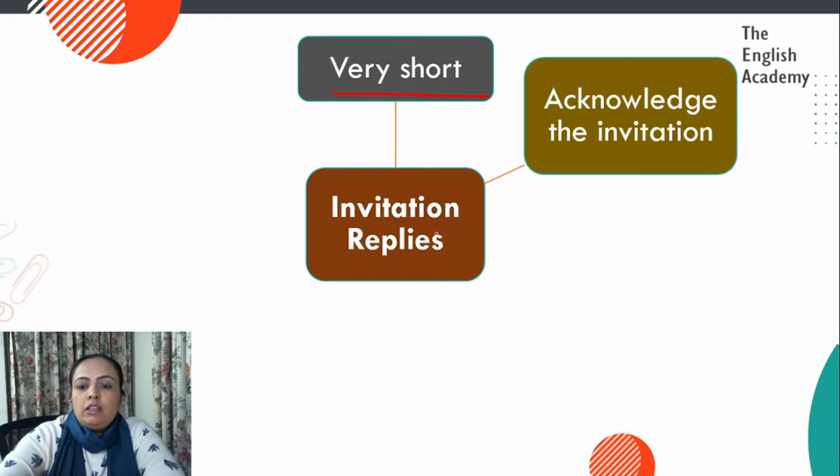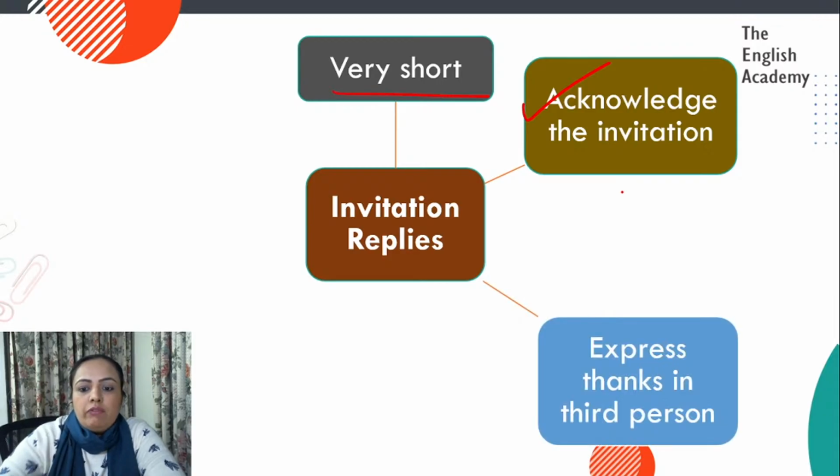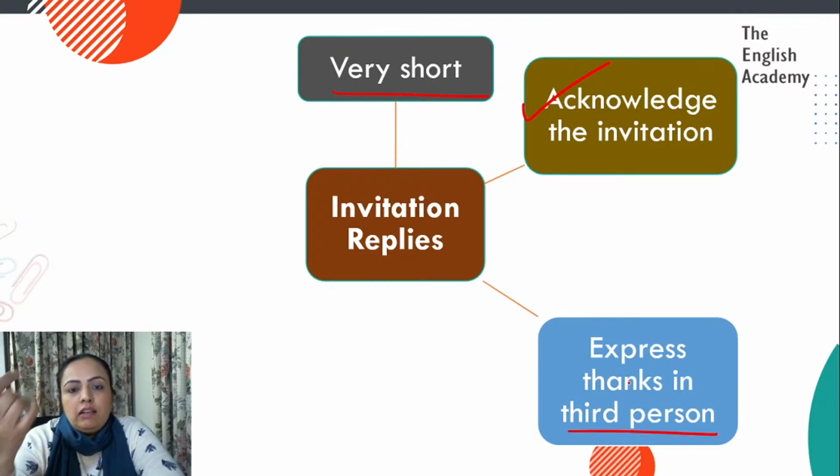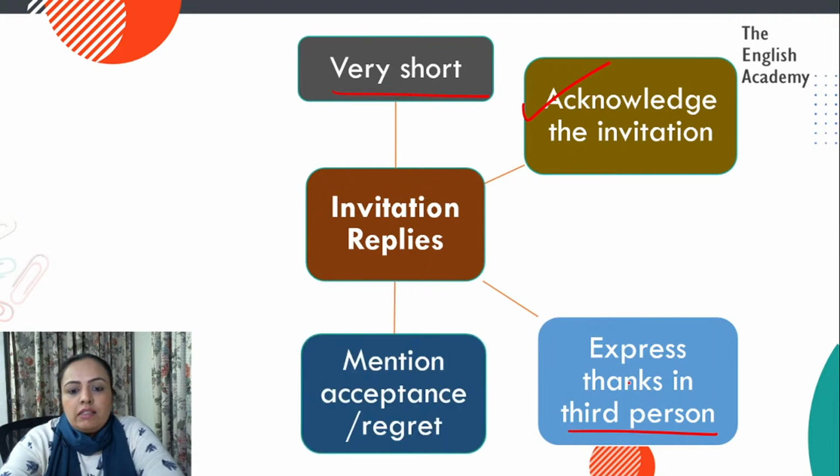Another important thing is you have to acknowledge the invitation. Acknowledge the invitation means you have to be thankful to the person for inviting you to the function. Then you have to express thanks in the third person. Again in the third person means आपने ऐसे लिखना है, pronouns जो यूज करने हैं वो थर्ड पर्सन के यूज करने हैं. Next is you have to mention acceptance or regret.